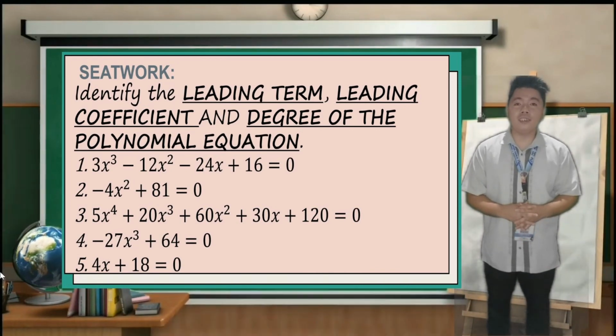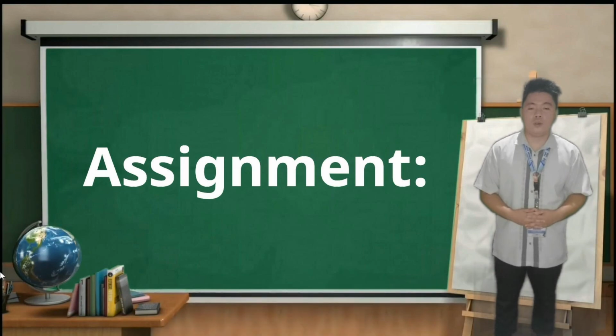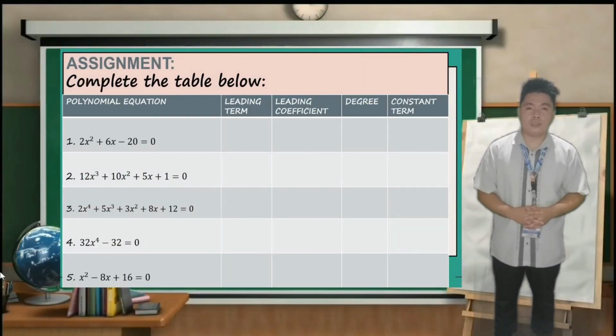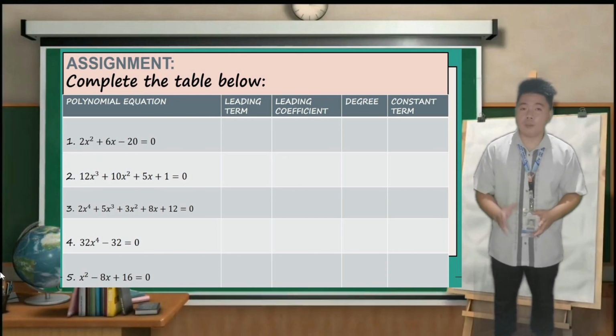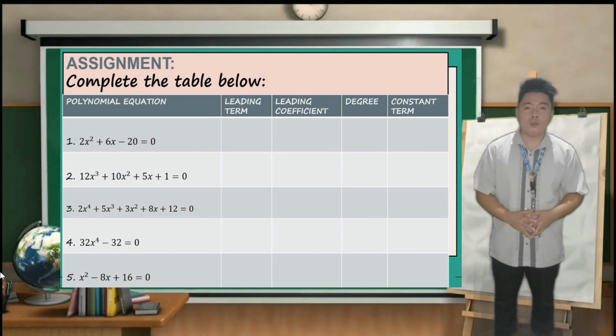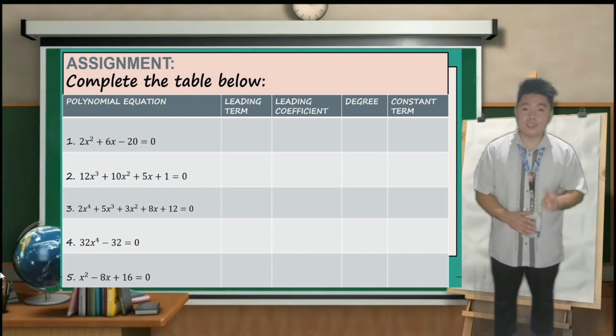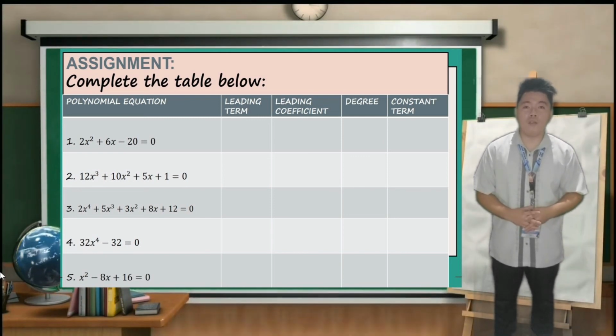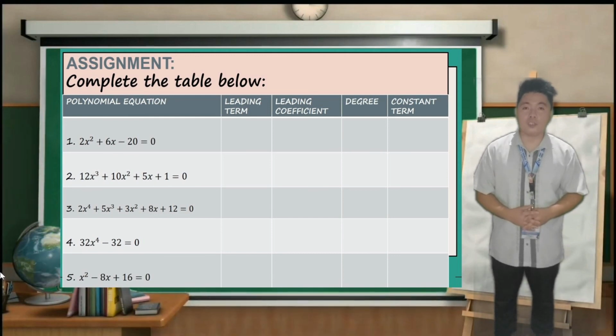Okay, very good learners, you got all your answers correct. Let's have your assignment. We have 5 columns on this table given the polynomial equation. You need to identify the leading term, leading coefficient, degree, and the constant term of the given polynomial equations.